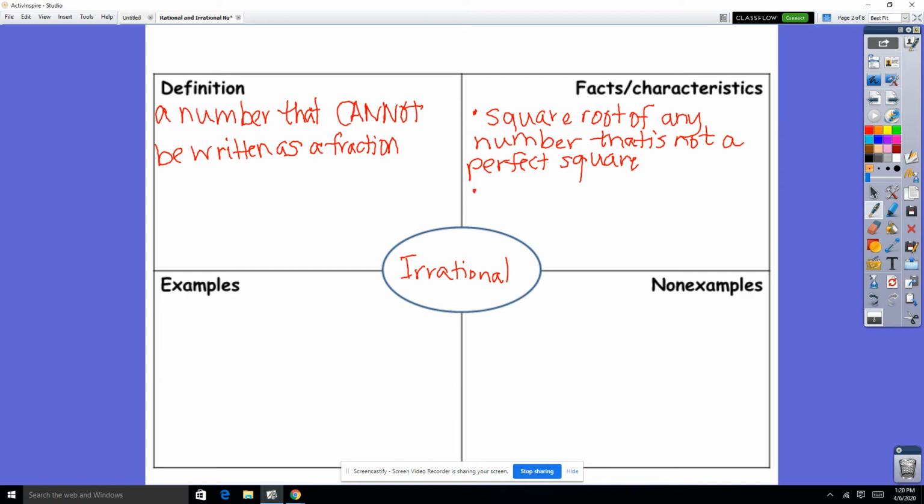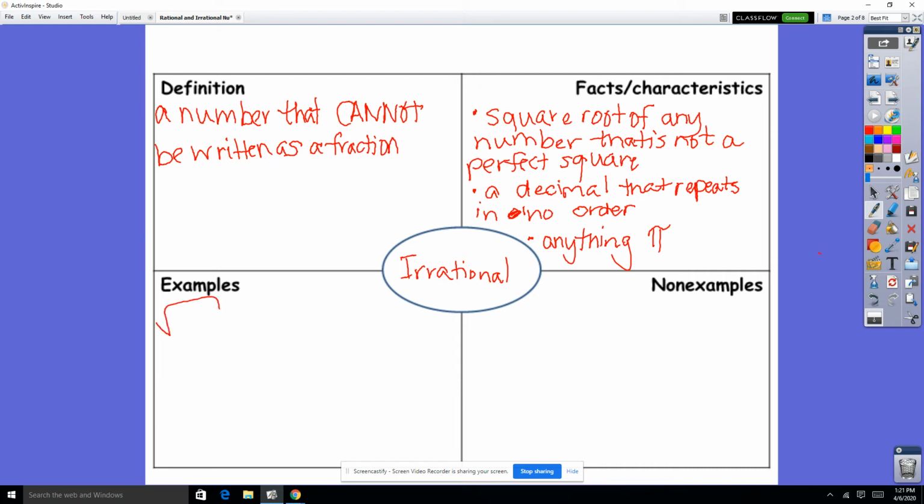Another characteristic is a decimal that repeats in no order. So if you have a decimal and it has no repeating order, then it is irrational. And the last one is anything with pi. Okay, that's the famous irrational number. So anything that you have with pi is going to be irrational.